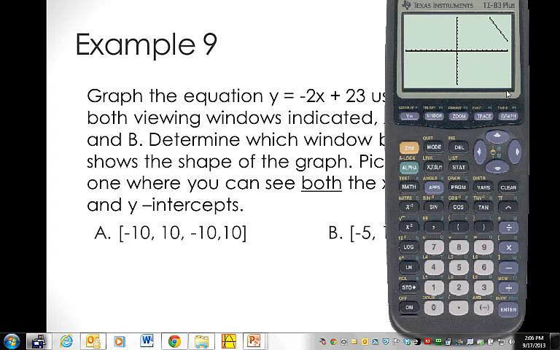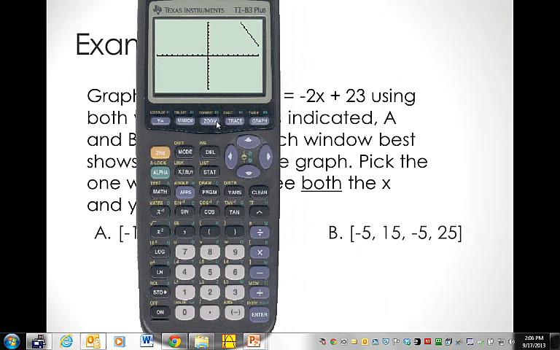Okay. And this does not give me a good sense of the shape of the graph. I mean, we know it's going to be linear, but we often want to see where it crosses either the x or the y, and sometimes both. In this case, we want both. So let's go ahead and make some adjustments. We make adjustments to the window by pressing window.